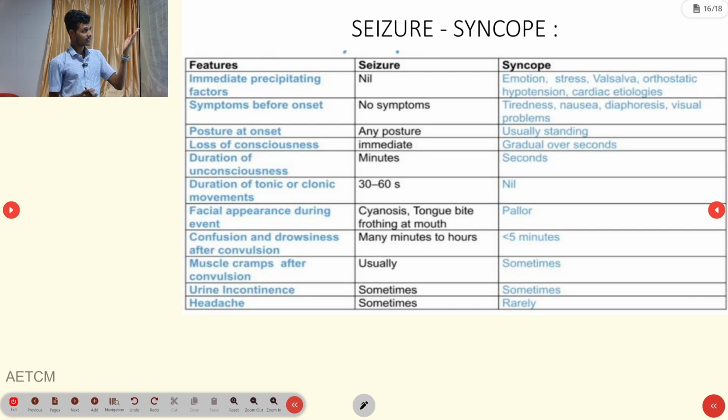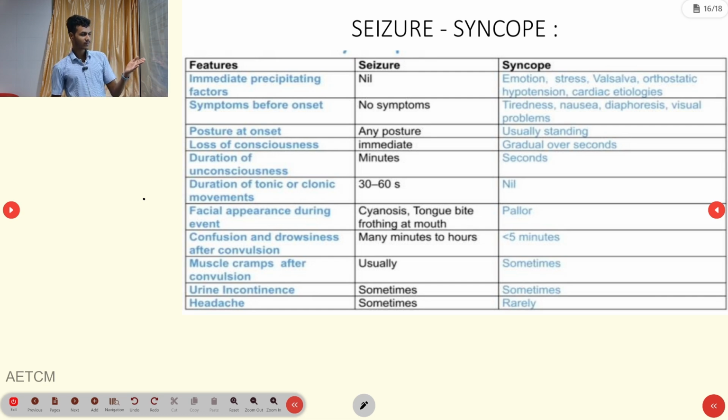Loss of consciousness in seizure occurs immediately, but in syncope it occurs gradually over seconds. Duration of unconsciousness in seizure is within a minute, but in syncope within seconds. Duration of tonic and clonic movements in seizure is about 30 to 60 seconds, but in syncope there is no such activity. Facial appearance in seizure shows cyanosis, tongue bite and frothing at the mouth, but in syncope there is a pallor appearance.